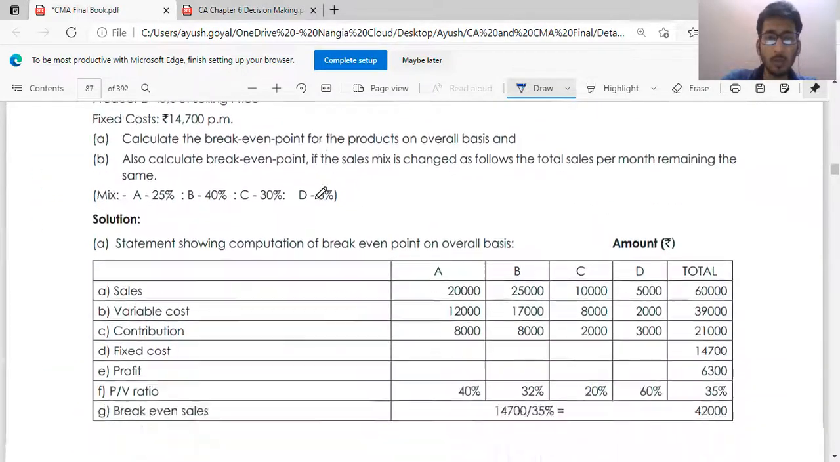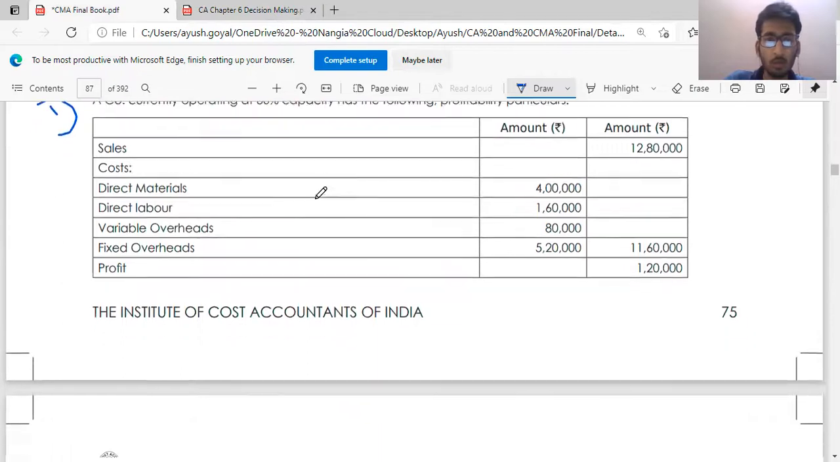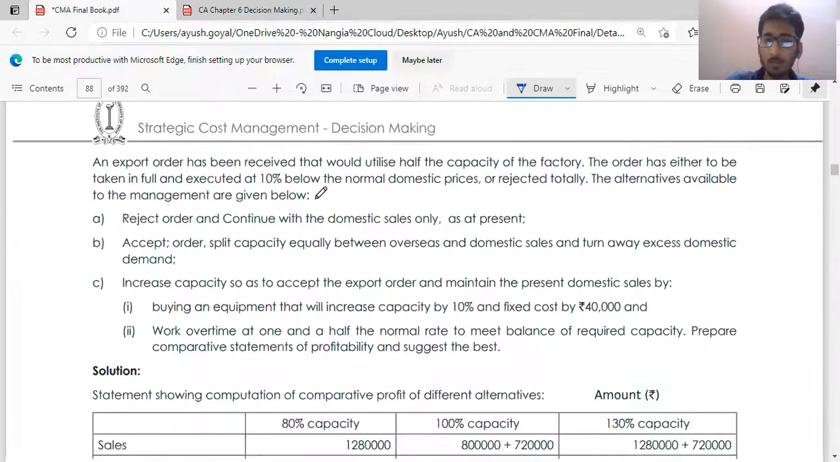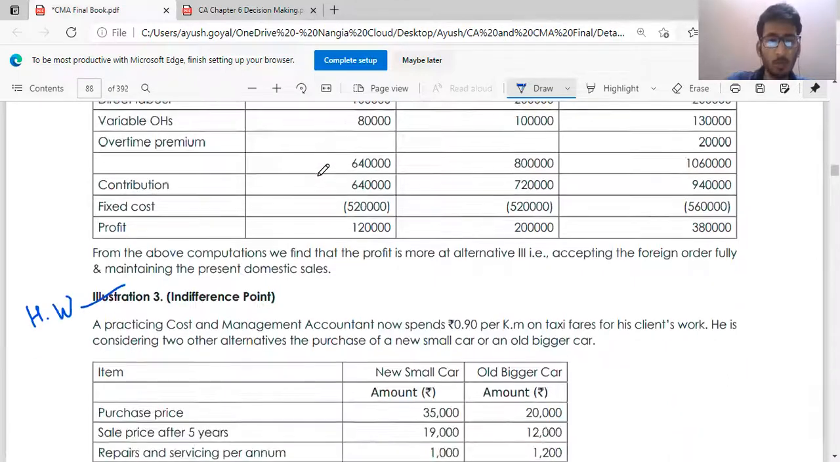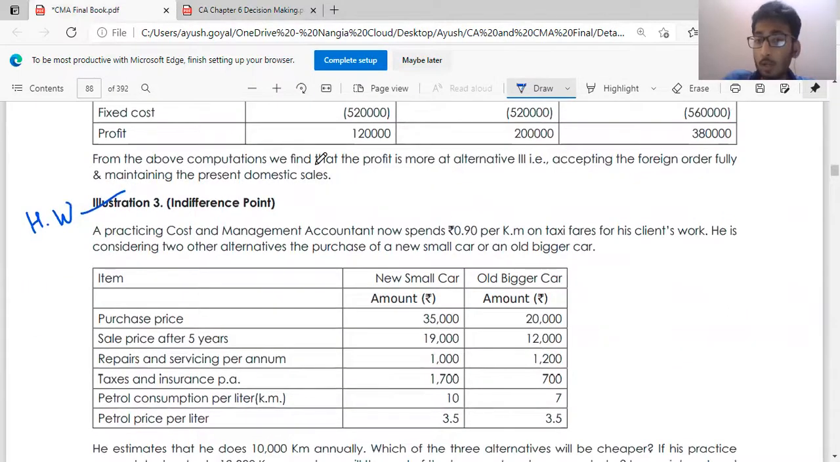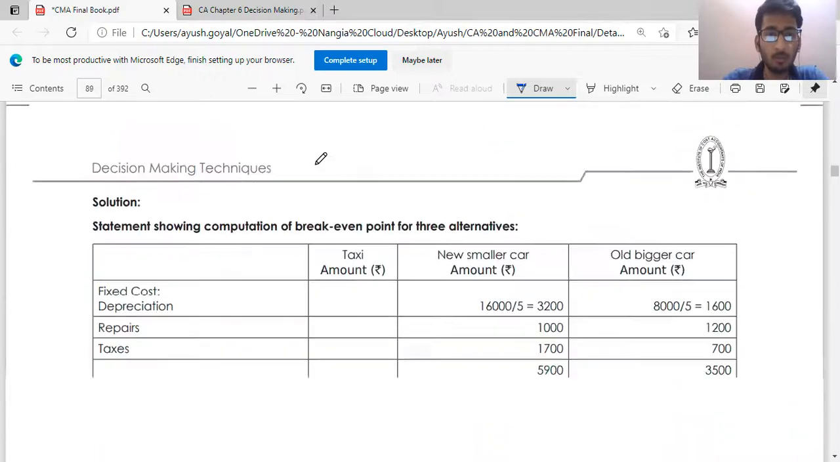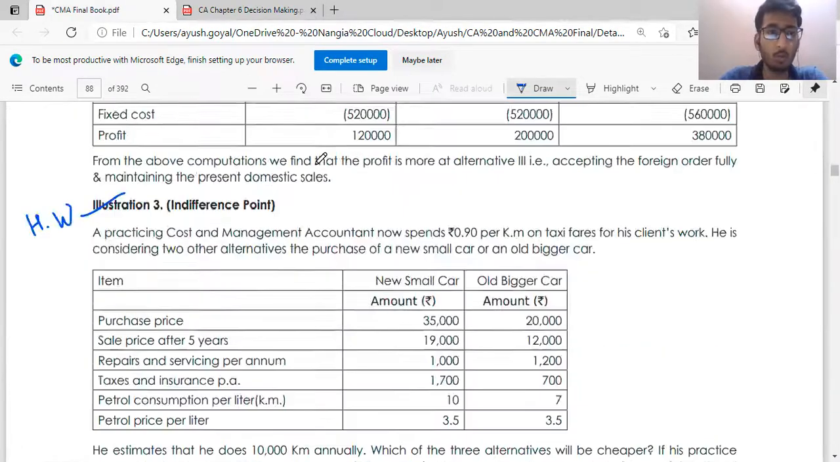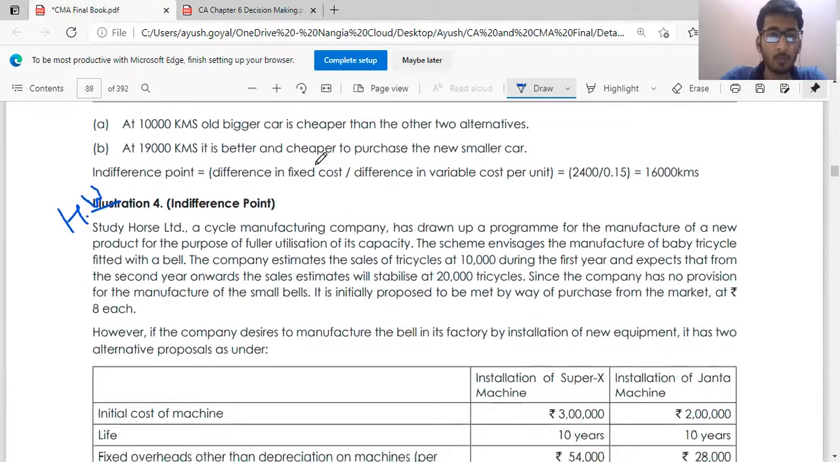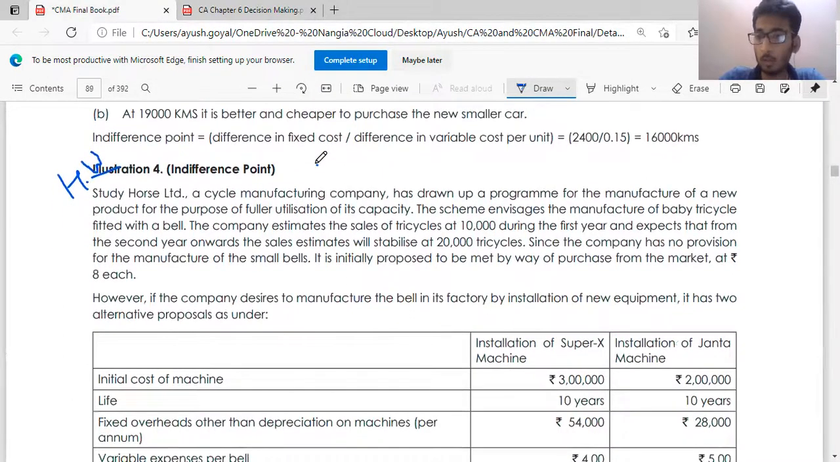So basically question one we have done. Question two, evaluation of order, we have done, I think. Yes, we have done this question as well. The question number three, I have already given you homework. It's an indifference point. Indifference point, I hope you guys know, is the point where two different options have the same results. So indifference point also we have done. This question, question number three, is your homework. The question number four related to indifference point would again be homework. I have discussed one question related to indifference point in the class with you.